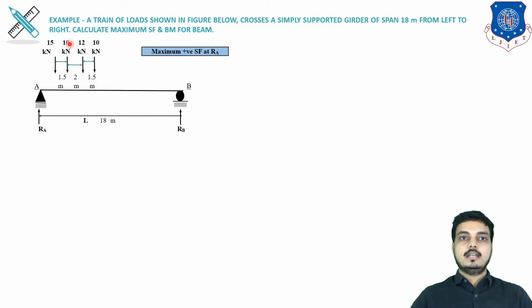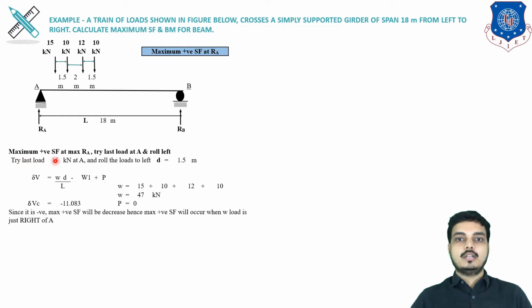Now here you can see it is the similar loading, similar length of the girder. Now here in this sum, the change is that the section is not given and we have been asked to find out maximum shear force and bending moment. Now without section, how to find this shear force and bending moment? This is a little different from the previous sum. Let's see.